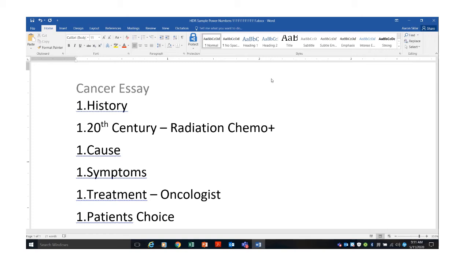My next paragraph is what causes cancer to form. My next paragraph is going to be about how people with cancer are affected by cancer. Next paragraph is on treatments. And then the last paragraph is about how it comes down to the patient's choice.